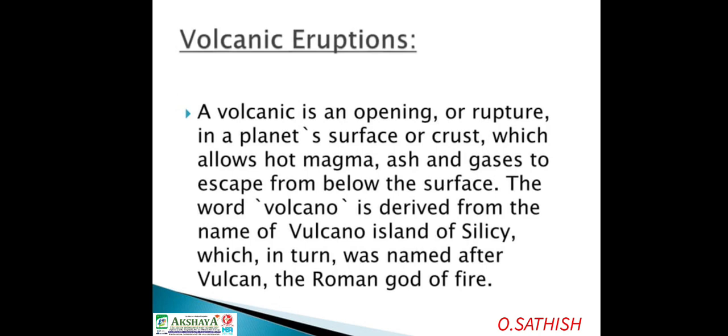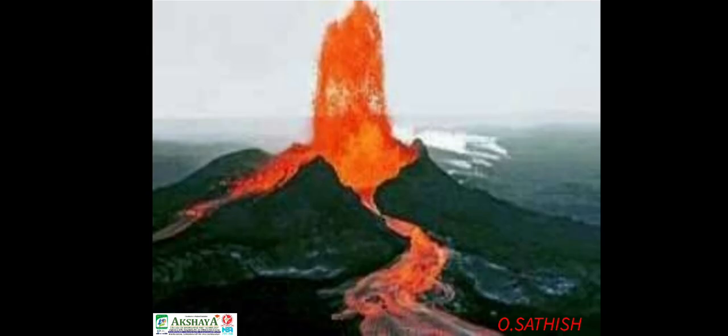A volcano is an opening or rupture in the planet's surface or crust which allows hot magma, ash, and gases to escape from below the surface. The word volcano is derived from the name of Vulcano, an island of Sicily, which in turn was named after Vulcan, the Roman god of fire. As in this picture of a volcanic eruption, we can see the lava and magma coming out of the earth's crust.